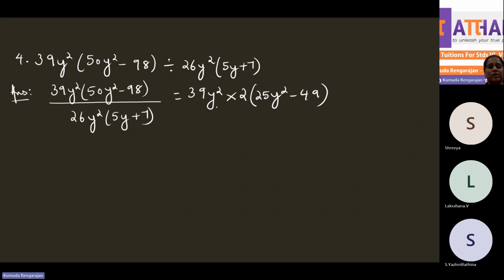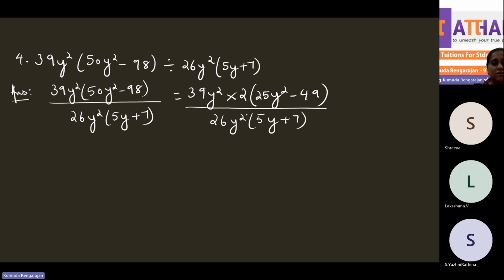See, 39y square as it is. See, that is a single term. 39y square is a single term. What will you do with that? Write that as it is. In the bracket, you have an expression 50y square minus 98. 50 and 98 have 2 in common. Bring it out. So then in the bracket, we'll have 25y square minus 49 divided by 26y square into 5y plus 7.